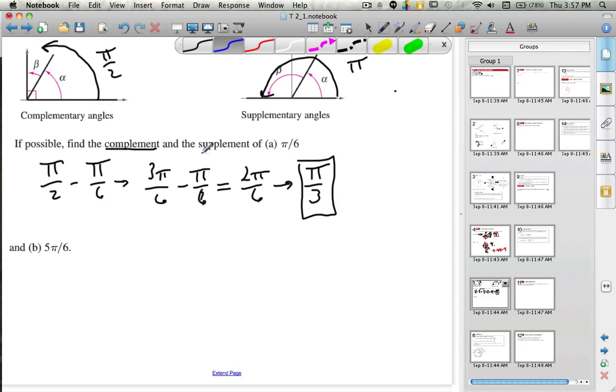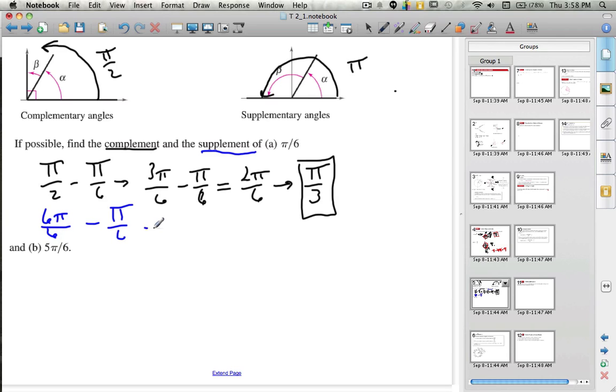If I want to find the supplement, I'm going to do the same thing but with pi. So if I do 6 pi over 6 minus 1 pi over 6, that's going to be 5 pi over 6, and that's the supplement.